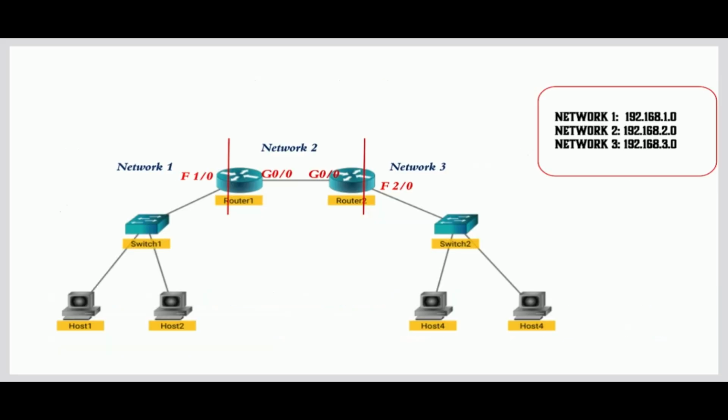Let's learn routing using this topology. We use 3 networks here as shown: 192.168.1.0, 2.0 and 3.0. We use 2 routers to connect 3 networks. Router 1 F1/0 port is connected to network 1. Router 1 and 2 gigabit ports are connected to each other and are in network 2. Router 2 F2/0 is connected to network 3. Let's configure router ports and add static routes so that host 1 can communicate to host 4.